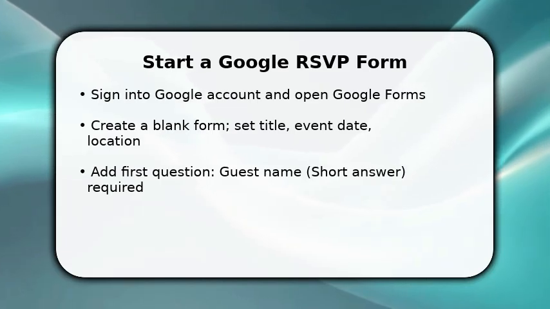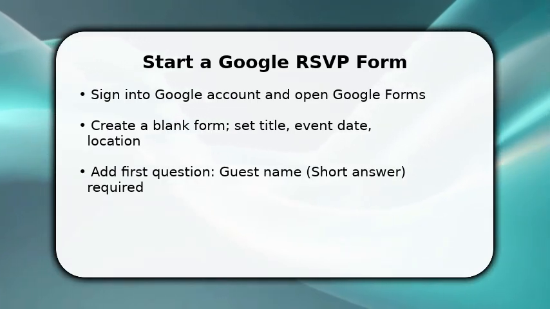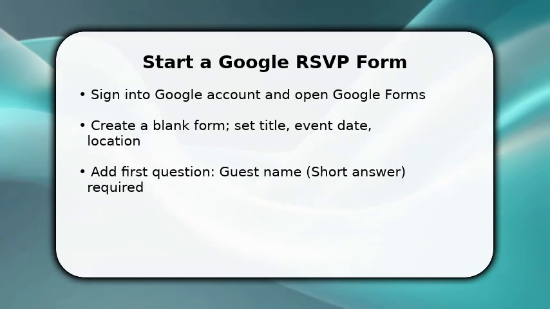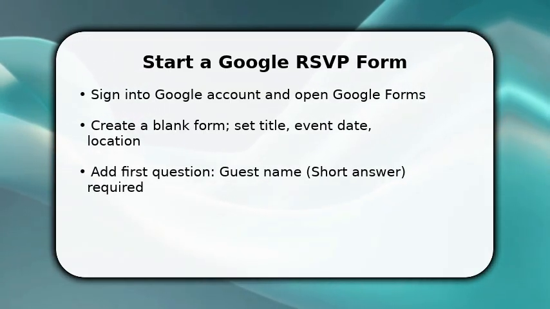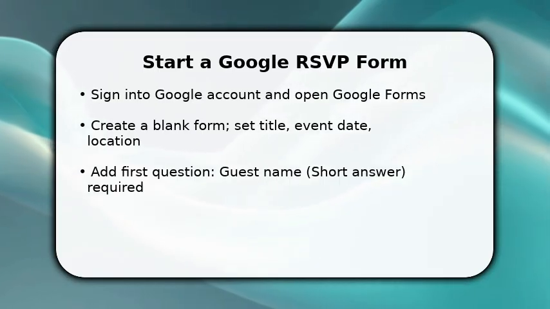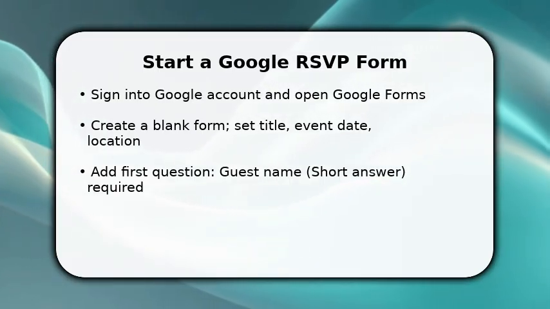Enjoy the video. You begin by opening Google Forms and creating a blank form for your event. Immediately name the form and add event date and location so respondents see context. Then add a required short answer question for guest name to capture identities.